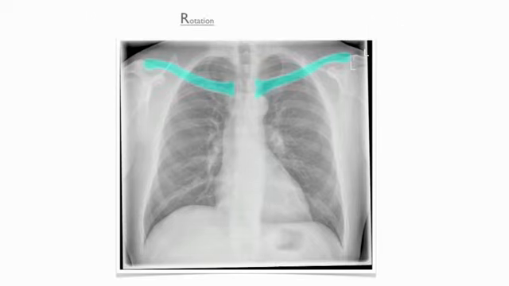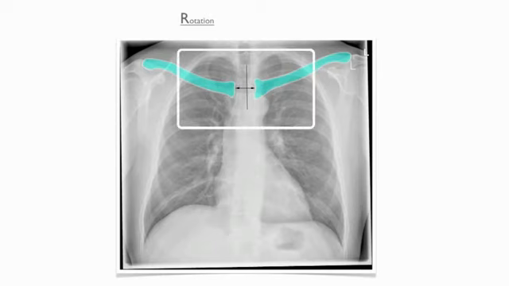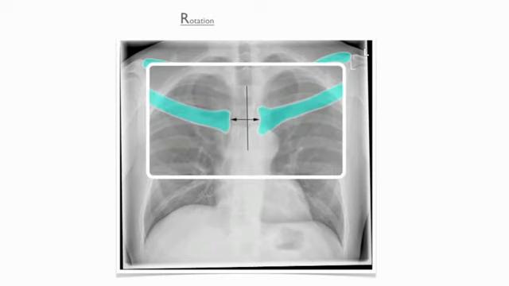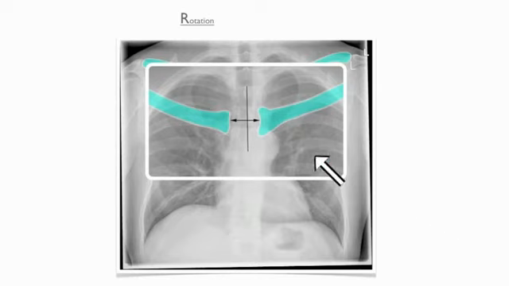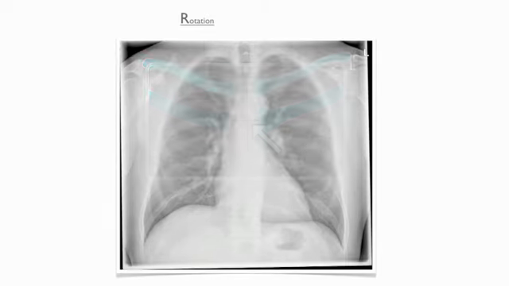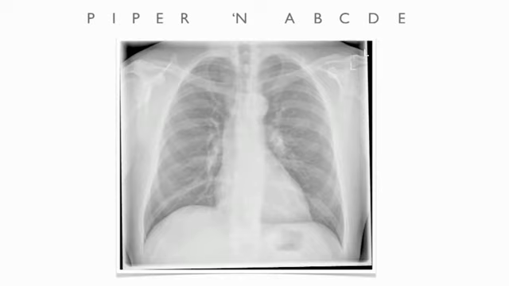This can be done by looking at the medial edges of the clavicles and drawing a line through the adjacent spinous processes. The distance between the edge of the clavicles and the line should be equal on each side. If the distances are unequal, this suggests that rotation is present. This completes a review of the technical quality of the radiograph. The next step is to review whether there are any abnormalities present.